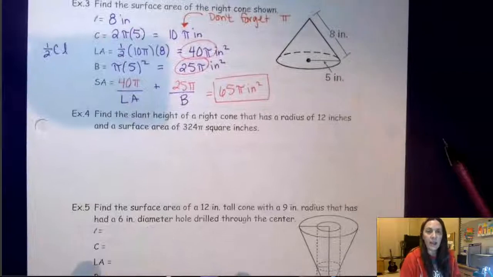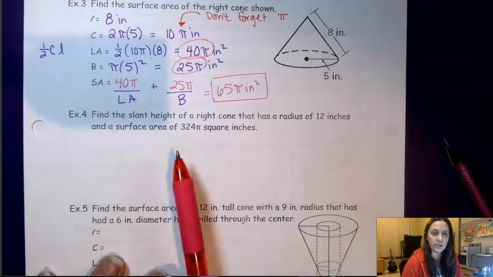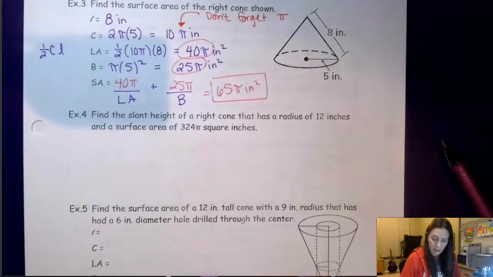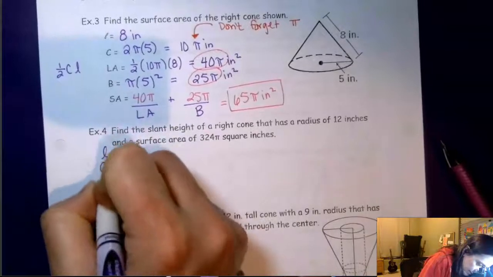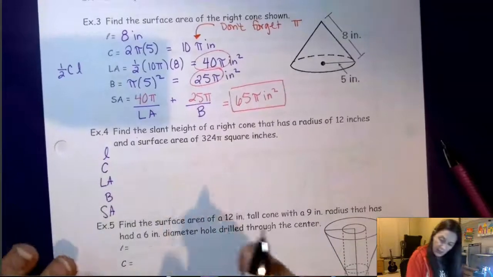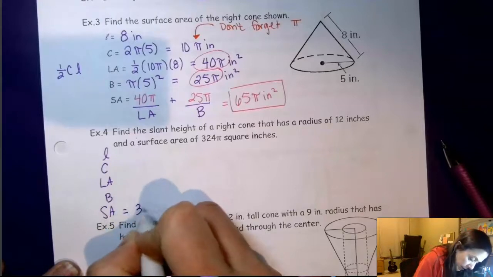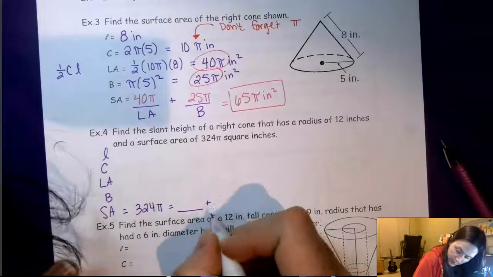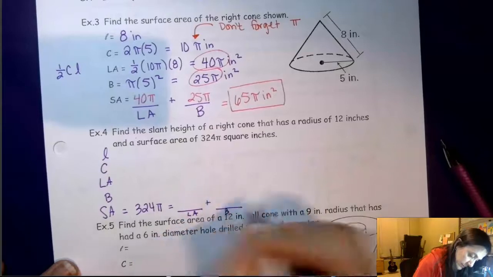Find the slant height of a right cone that has a radius of 12 inches and a surface area of 324 pi. Okay, I would probably start backwards. I'm still going to write my letters down, and I'm going to work backwards. Slant height, circumference, lateral area, area of the base, surface area. I know that my surface area is 324 pi, which is lateral area plus area of the base.